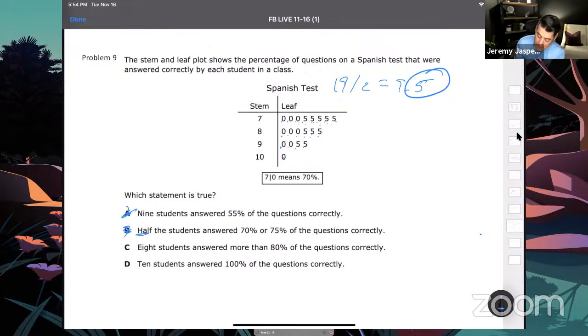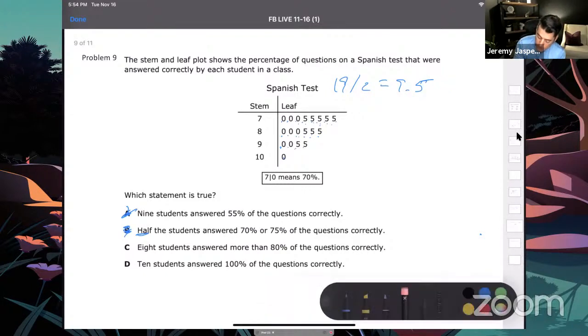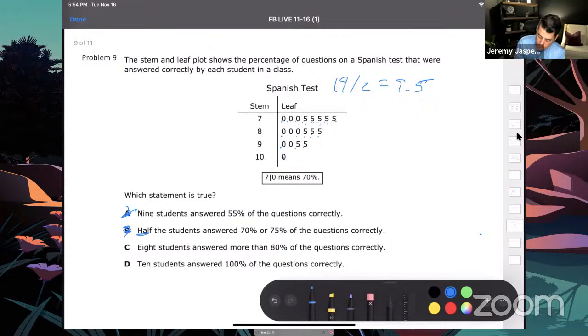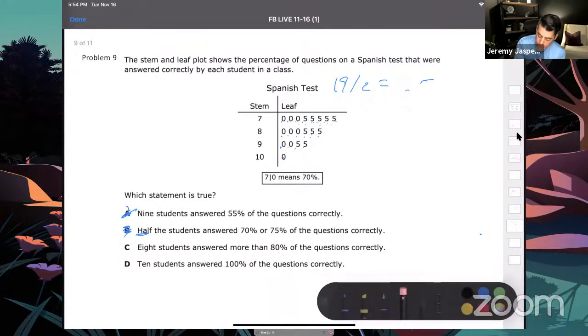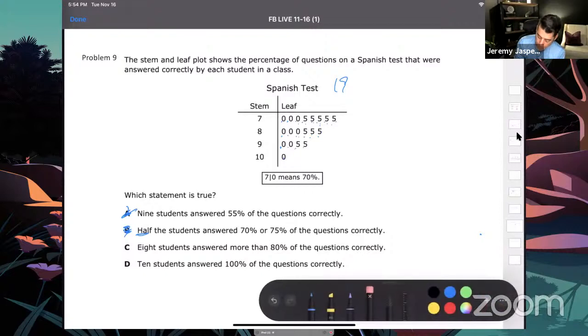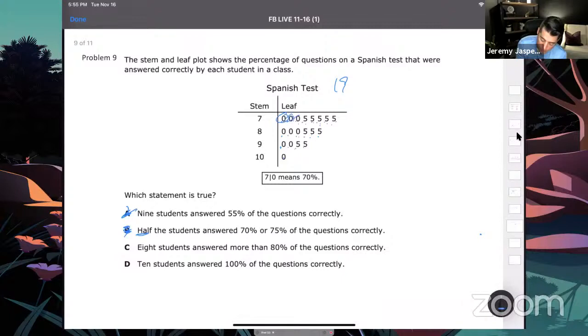All right. If you didn't catch that, then what you would have done is you would have counted. You would have thought, okay, there's 19. As I go through, I got 70 or 75. So I've got 1, 2, 3, 4, 5, 6, 7, 8. So that's 8. And when I count 8 out of 19, that's obviously not going to give us half. It's 0.42. That's not half, right? Half would be 1/2, 0.5. So there we go. That's out of the answer.